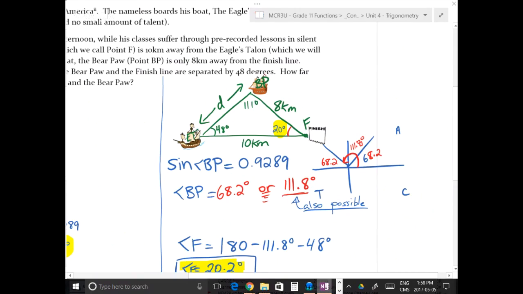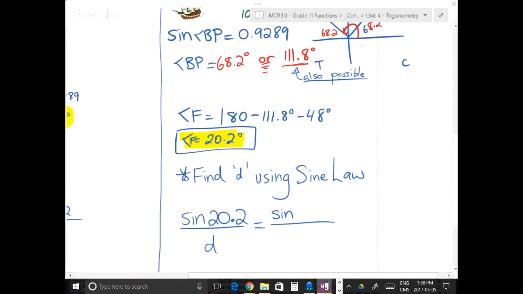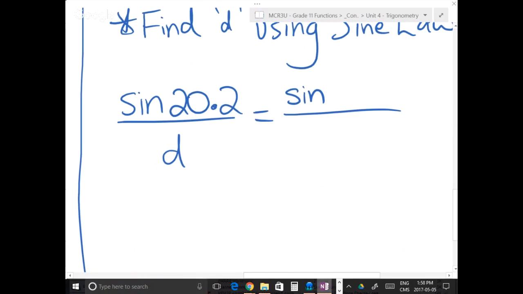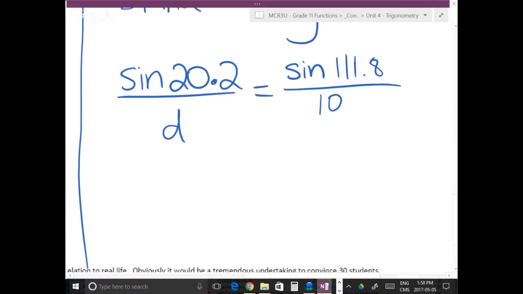Now, back to what we're doing. Let's keep going with this. Sine 20.2 divided by d, and then give me another pair. What did you use? 111.8, and that was 0.8 or 0.2, I can't remember. Okay, divided by 10. And we're going to cross multiply this, which works how?